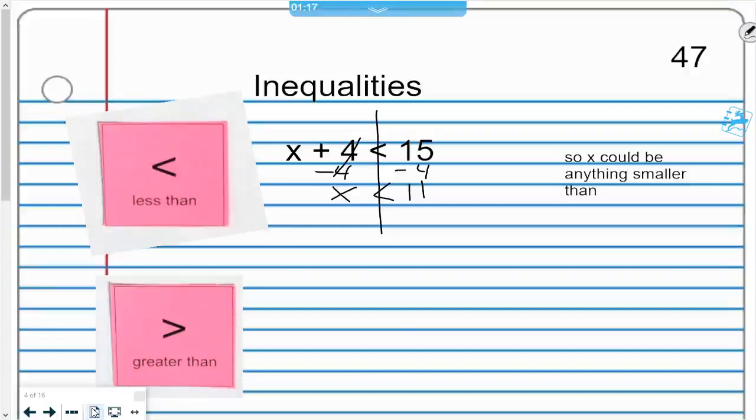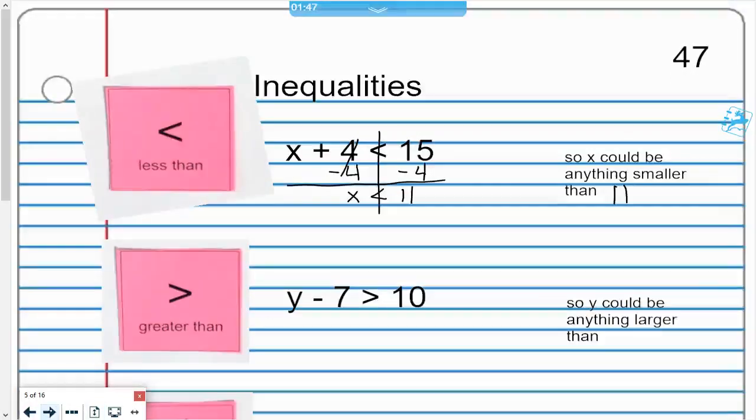So x could be anything smaller than 11. What that means is we can fill in anything for x as long as it is under 11. So for a quick example, if we put 8, we get 8 plus 4 is less than 15. If we do that, we get 12 is less than 15. That is an accurate statement. Okay? Let's move on to the next one.